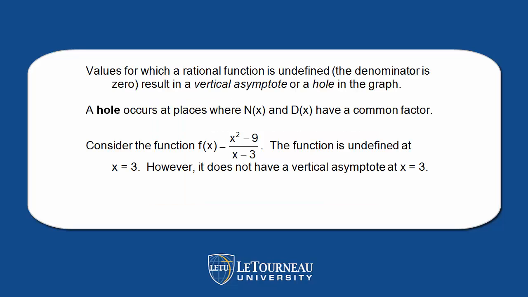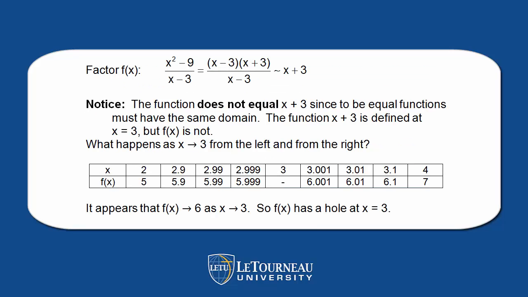Now, the next thing we want to look at is values for which a rational function is undefined. In other words, the denominator is 0. These always result in a vertical asymptote or a hole. So let's look at holes. Let's consider this function, f of x equals x squared minus 9 over x minus 3. The function is undefined at x equal to 3.